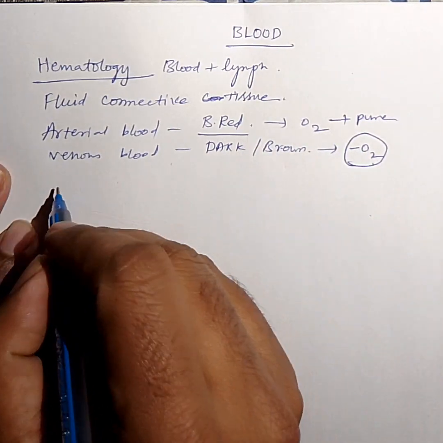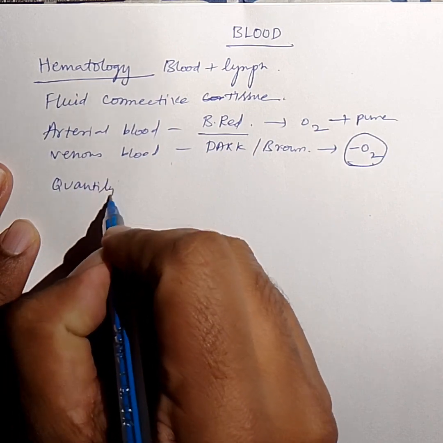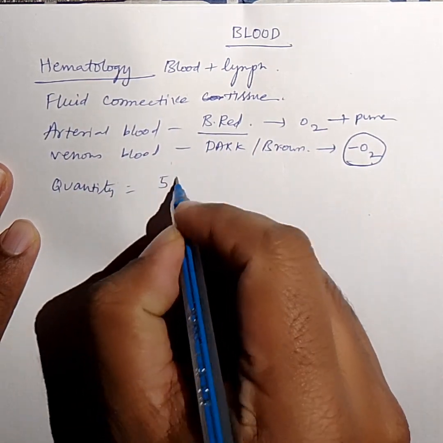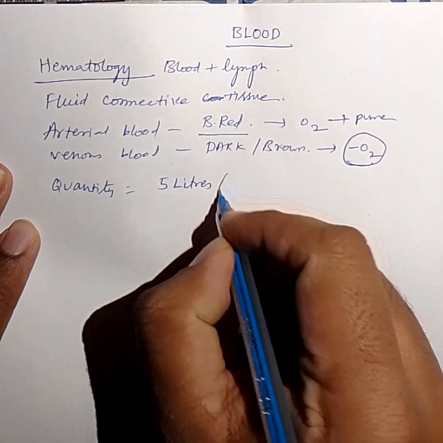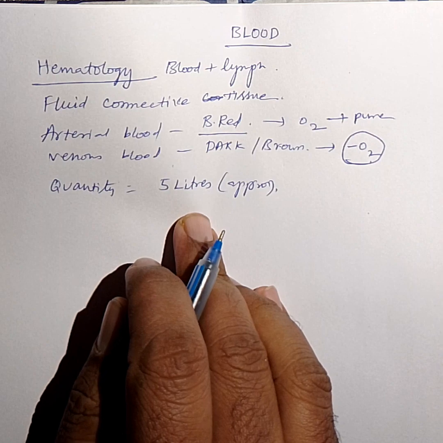And coming to the quantity, how much blood each human being has, we have approximately 5 liters of blood. Every individual has approximately 5 liters of blood.